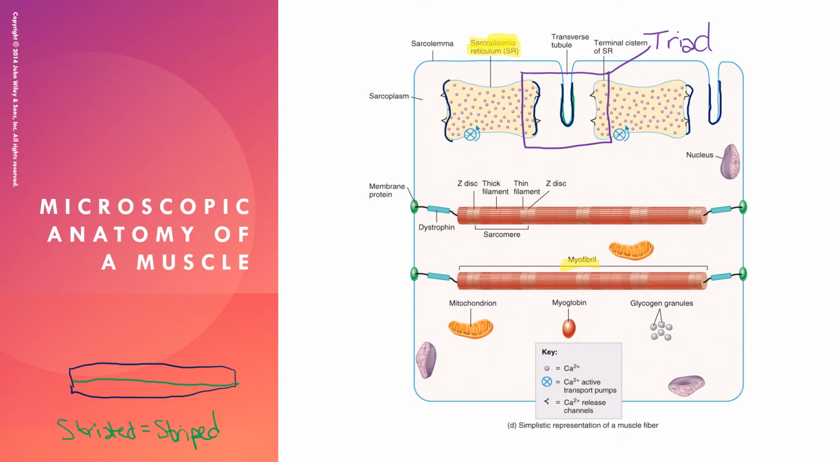In relaxed muscle fibers, the sarcoplasmic reticulum stores calcium ions. So we have a lot of calcium ions within these SRs. Release of calcium from these terminal cisterns triggers a muscle contraction. So we have this whole process that will release calcium from the terminal cisterns. This is the event that triggers muscle contraction.